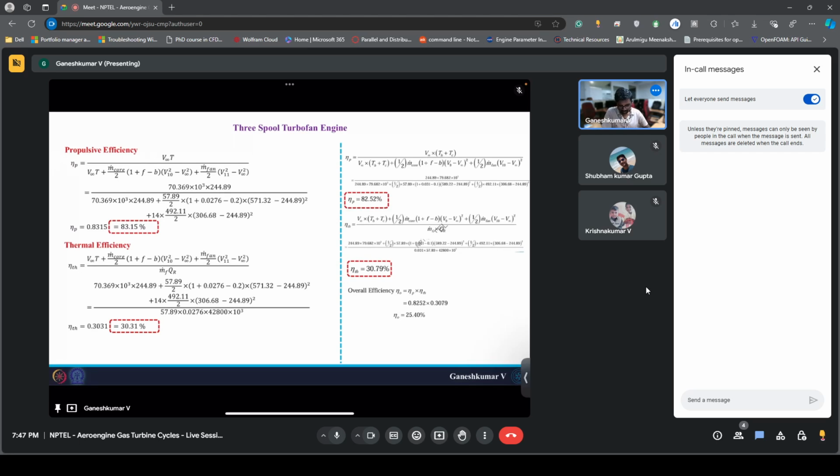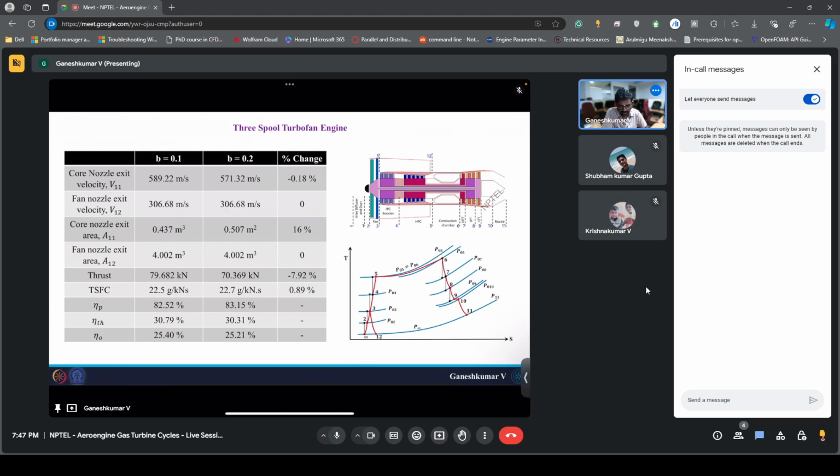And then finally, we have overall efficiency, and that is going to be around 25.21 percent, which is slightly less than the 25.4 percent for 10% bleed. Okay. I hope till now there are no questions. It's the same thing. I just changed the air bleed ratio from 0.1 to 0.2 and redid the calculations. So finally, if you see in this table, for an air bleed ratio of 0.1 we got these numbers, and for 0.2 we have a different set of numbers.